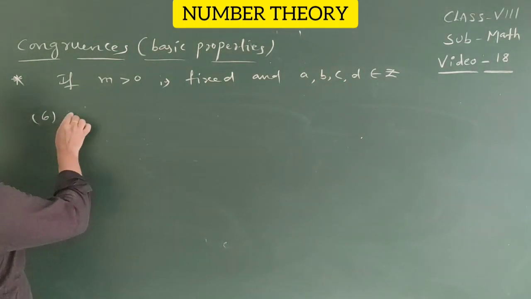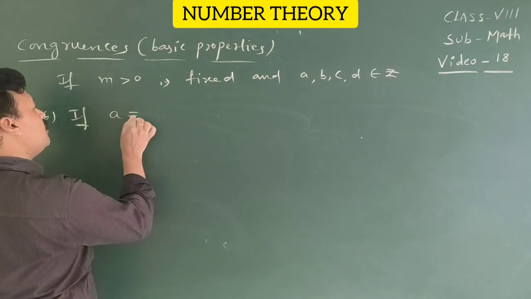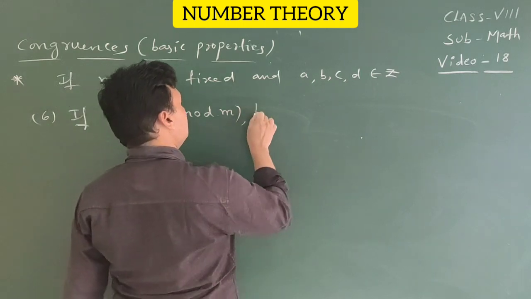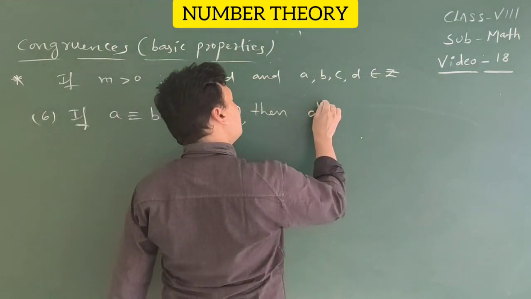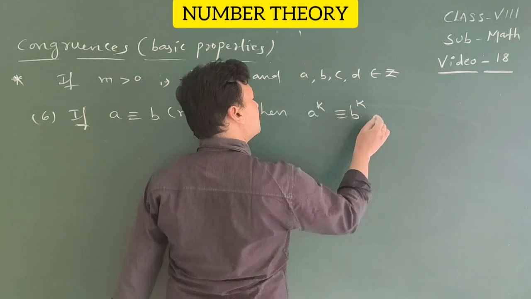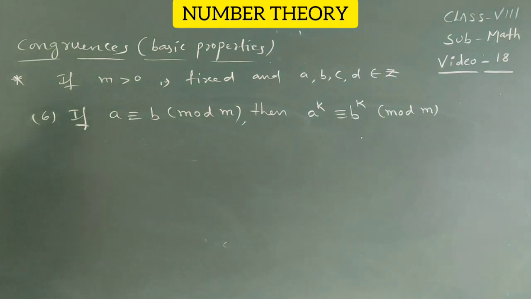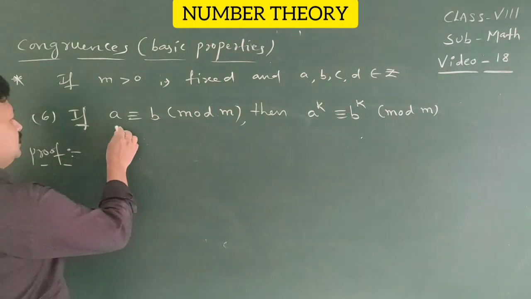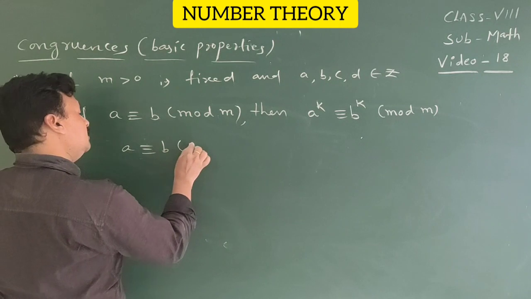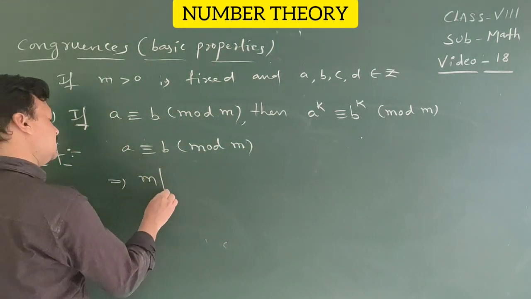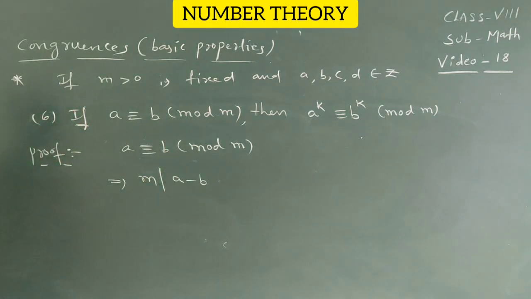Sixth one. If A is congruent to B to the mod M, then A power K is congruent to B power K to the mod M. Observe here. Here A is congruent to B to the mod M, means M divides A minus B.